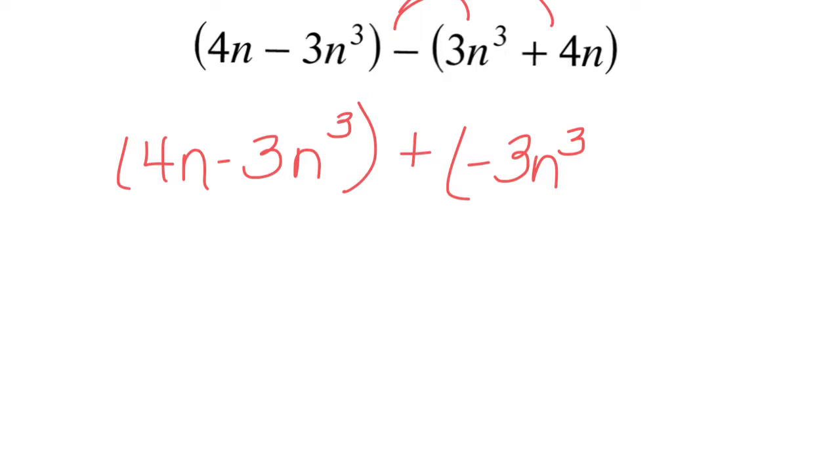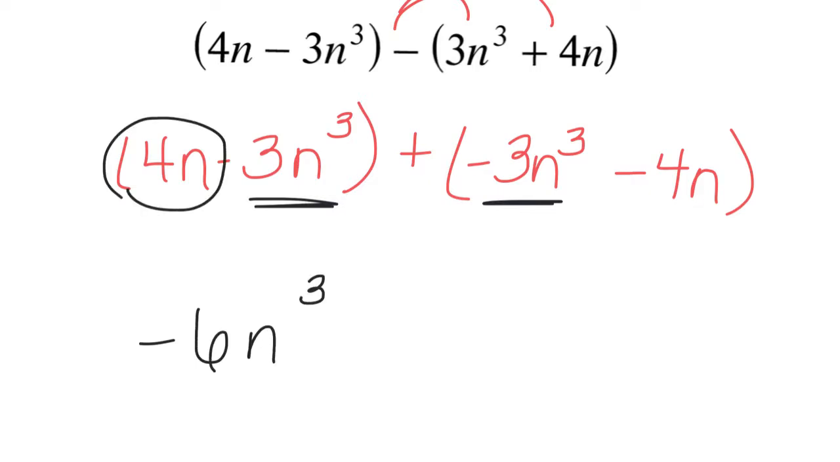And again, a negative times a positive is a negative, negative 4n. Then I'm going to look for my like terms. In this example, I have n cubed as my largest exponent. Negative 3 plus negative 3 is negative 6.